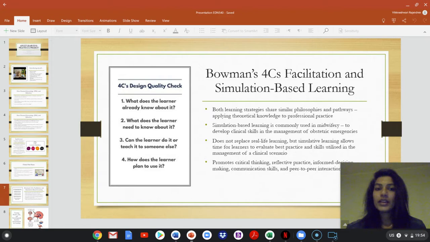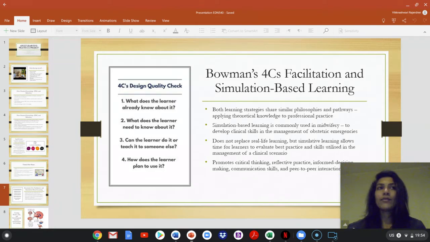So you start off simulation with acknowledging what the learner already knows, what they need to know, and how they would practice it. So can they do it? Are they able to practice it? And can they teach someone? And what can you do in the future? So how can it be used in the future?